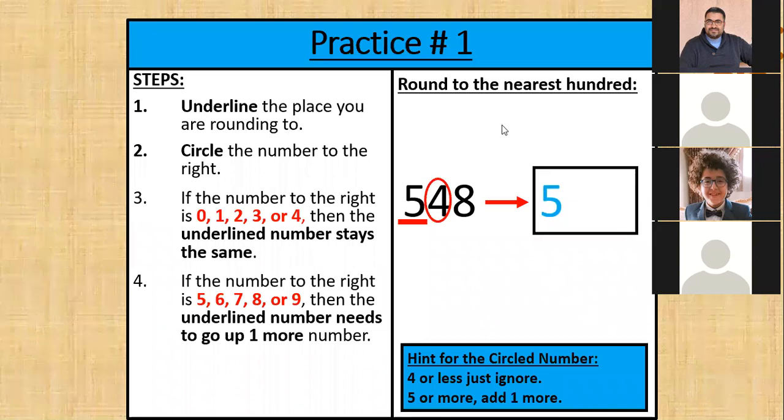And the last step, we will cancel these 2 numbers together. We will cancel 4 and 8. We will cancel both of these numbers together and write 0.